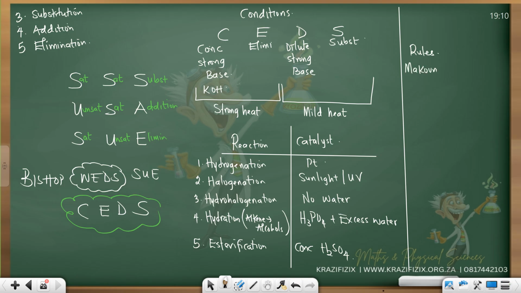Markovnikov's rule. And this simply says that the hydrogen atom will be added to the carbon that has more hydrogen. And to simplify that, we just say the rich gets richer.